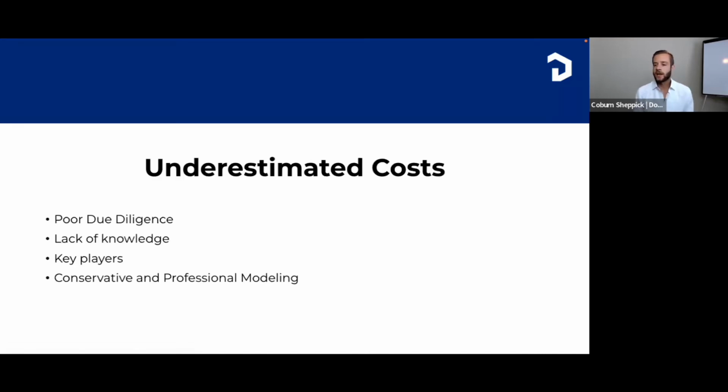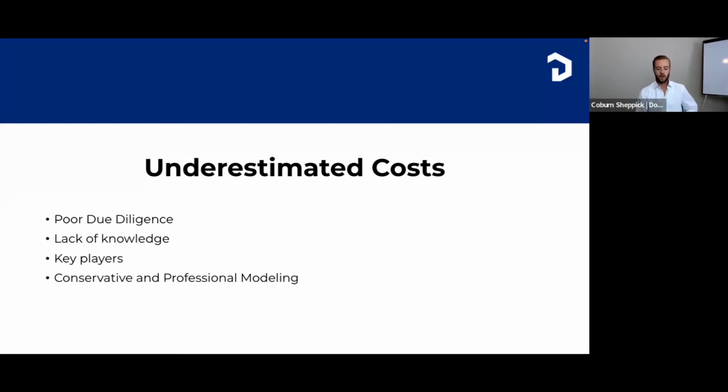So there are these underestimated costs, which is another big one, and it comes from poor due diligence and lack of knowledge. And so having the right key players, and that means the right general contractors that understand the market, that know how to work with the city, and have a track record in these particular types of deals, along with a conservative underwriting process and professional models, is key to controlling that risk.